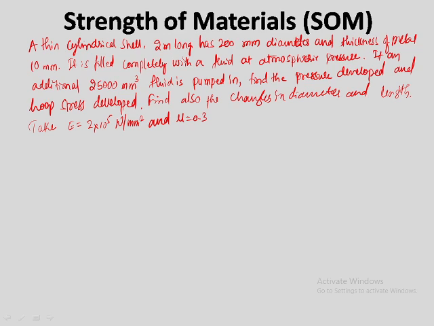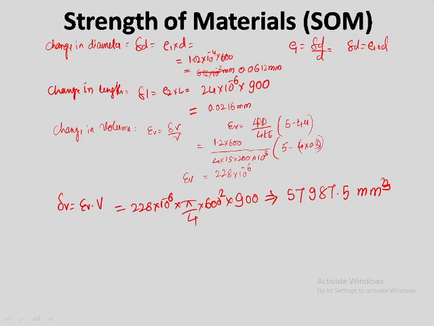So how can you solve this one? Now they have given change in volume. Can you get the value of P based on change in volume? If you look at the previous equation, to calculate change in volume we have gone for 4, so PD divided by 4TE. By this equation, can we calculate P?